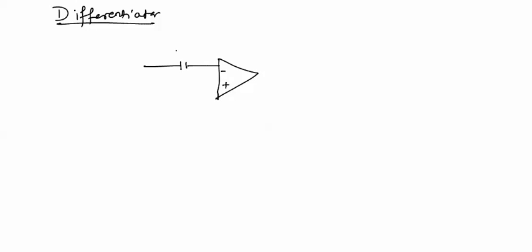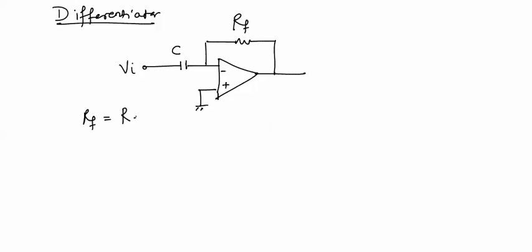Now differentiator. The differentiator circuit will be the same as an integrator, but R and C are interchanged. In this circuit, the S domain conversion of RF will be RF. S domain conversion of C will be equal to 1 by CS.